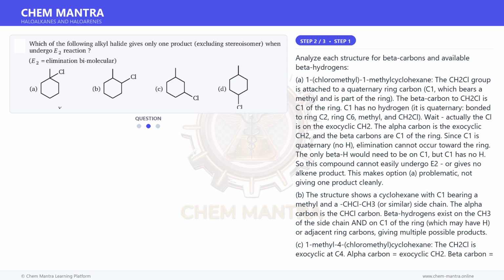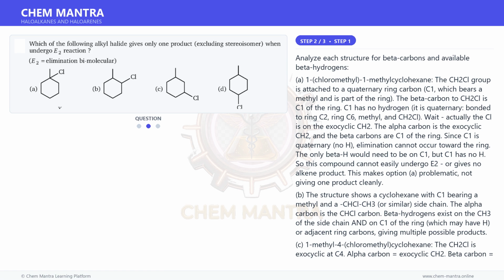A. 1-chloromethyl-1-methylcyclohexane. The CH2Cl group is attached to a quaternary ring carbon, C1, which bears a methyl and is part of the ring. The beta carbon to CH2Cl is C1 of the ring. C1 has no hydrogen, it is quaternary, bonded to ring C2, ring C6, methyl, and CH2Cl. Wait, actually the Cl is on the exocyclic CH2. The alpha carbon is the exocyclic CH2, and the beta carbon is C1 of the ring.